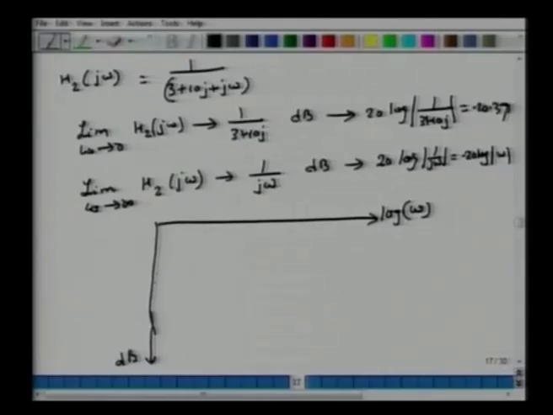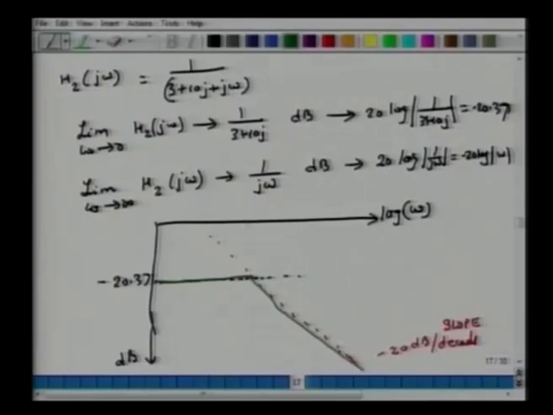My low frequency line is going to be a straight line cutting the y-axis at minus 20.37, and my high frequency asymptote is again a straight but slanted line of slope minus 20 dB per decade. And my overall response is going to be this green line, and the break point is going to be such that this is log of 10.44, where 10.44 is the magnitude, as we had seen, of 3 plus 10j.